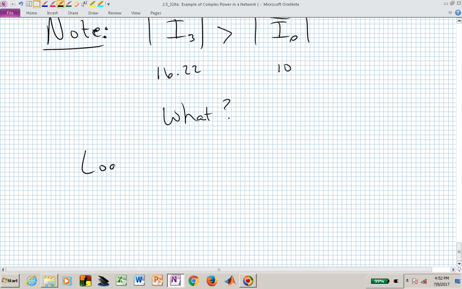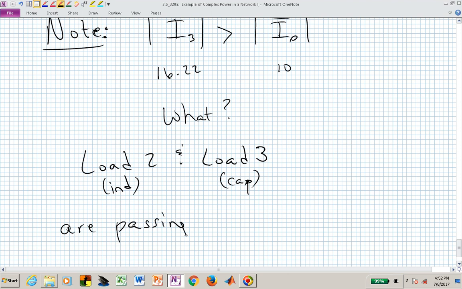So in this case, load number 2 and load number 3, since one was inductive and one was capacitive, they are actually passing currents back and forth without having to worry about going all the way back and requesting more current from the source.